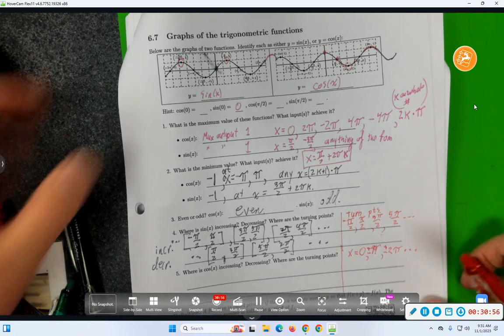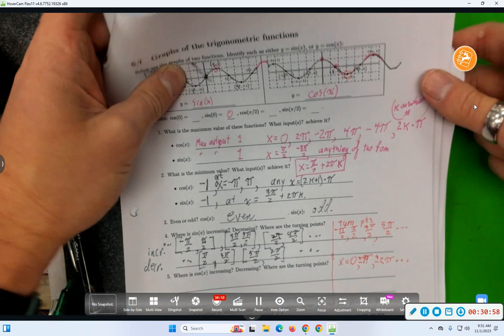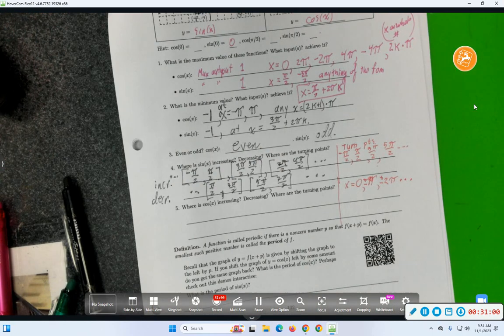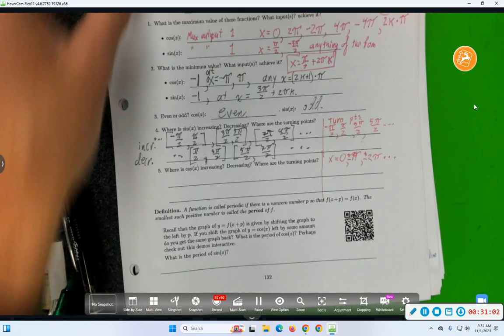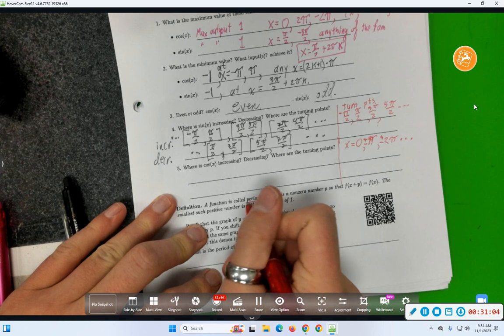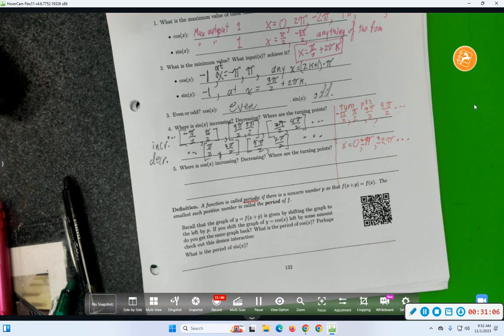There's one other phenomenon that trig functions have that is not represented by anything we've seen previously in this class, and that's periodicity. So a function is called periodic if there's a non-zero number p, so that when you add that number to the input, you get the exact same function back. And it's called periodicity, and p is the period, because this function just has the same behavior over and over again.